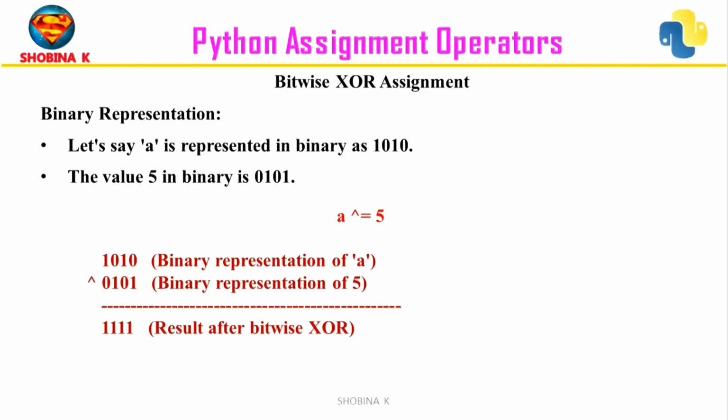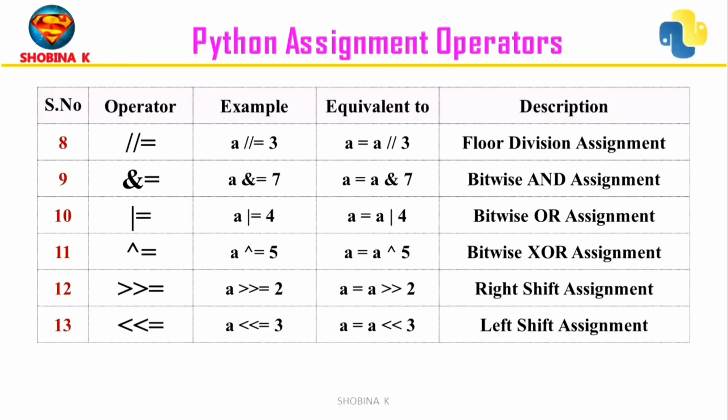After performing the XOR operation, the binary result is 1111. So the variable A is updated to the decimal value 15. So A bitwise XOR equals 5 is equivalent to A is assigned the result of A bitwise XOR 5. Next we have the right shift assignment operator.